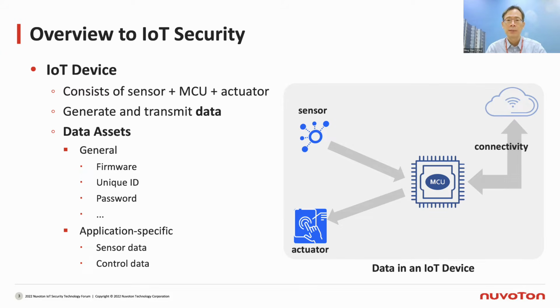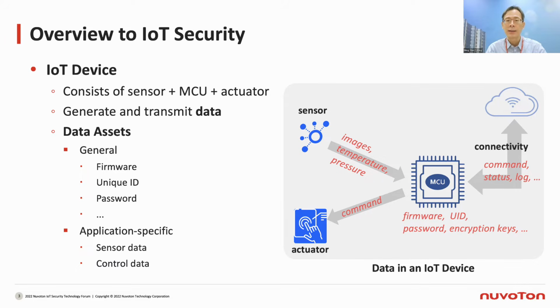The MCU can be regarded as the brain of the IoT device. It is responsible for the operation and the transmission of data. The data of the MCU on the IoT device can be divided into 2 categories, general and application-specific. General data is loaded into the MCU before the IoT devices operate, such as the firmware, unique identifier, user password, encryption key, and etc.